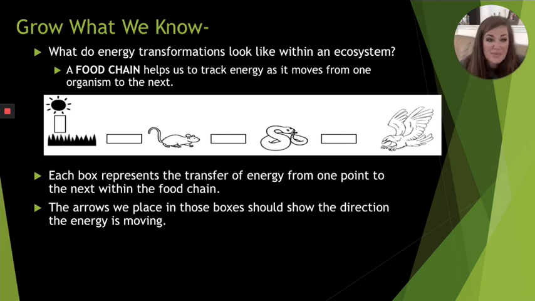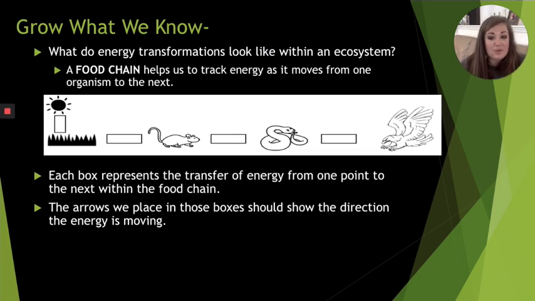I think the best way to figure out how producers and consumers get their energy is by looking at a food chain. Energy transformations within an ecosystem are really easy to break down if you start with a food chain. A food chain helps us track energy as it moves from one organism to the next within an ecosystem.